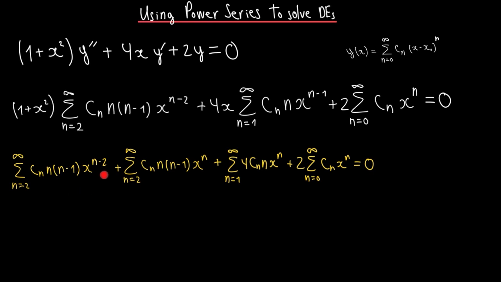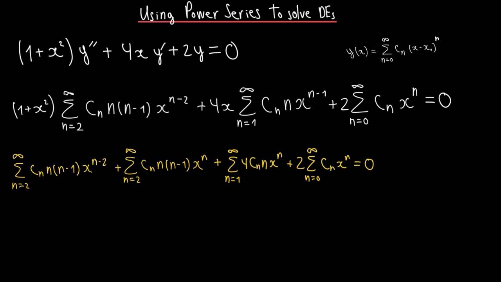So the problem with this term, for example, is that x is raised to the power of n minus 2. But we want it to be raised to the power of n. And the reason we want to do that is because if every sum has the same exponent for x, well, it's easier to determine the coefficients c of n.